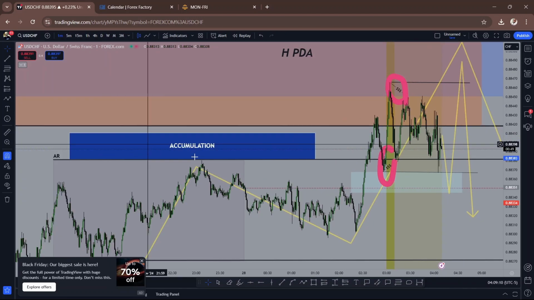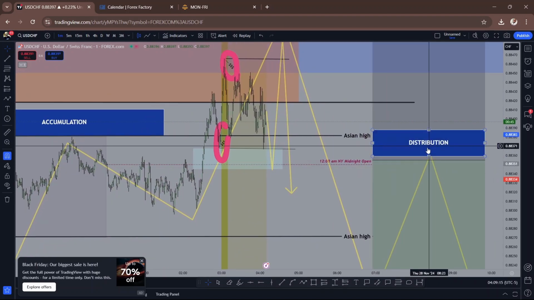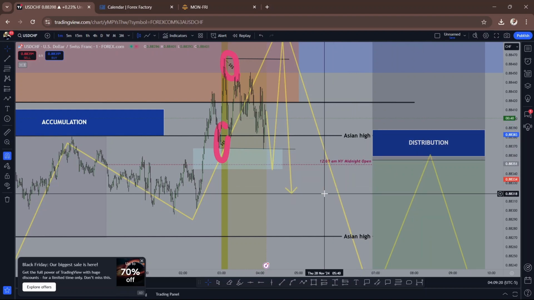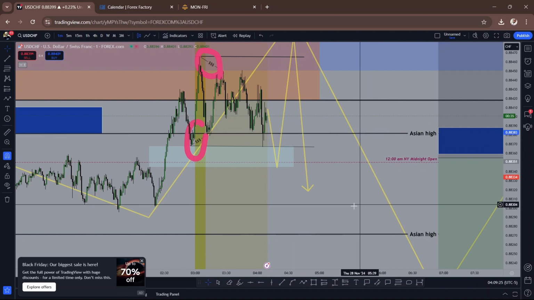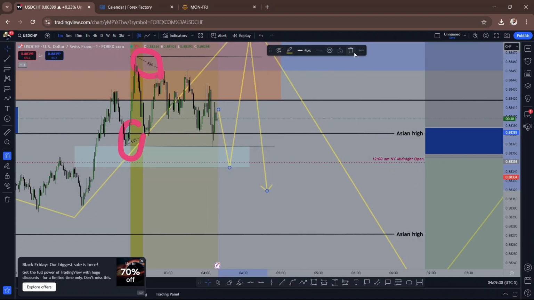Accumulation was the Asian range, then the distribution. You can likely find this distribution on the New York session. I'm not going to lie to you, London session is going to start the trend. The New York session will continue it, just like I said. So just wait and see if that is going to happen.